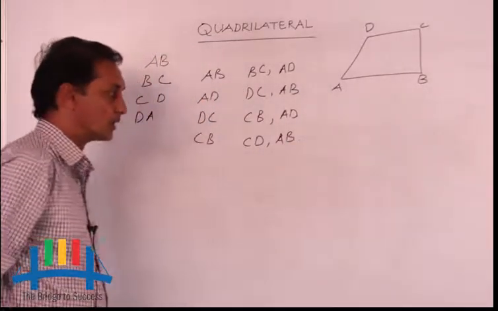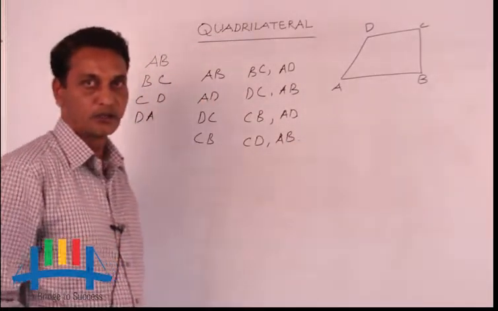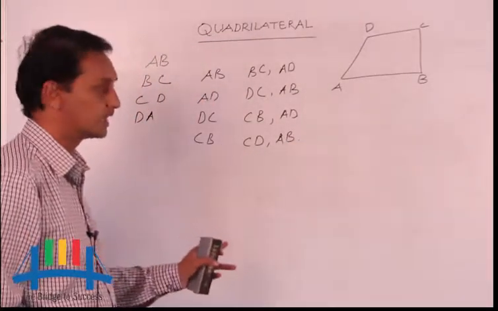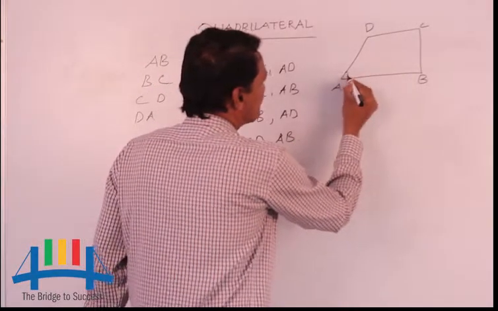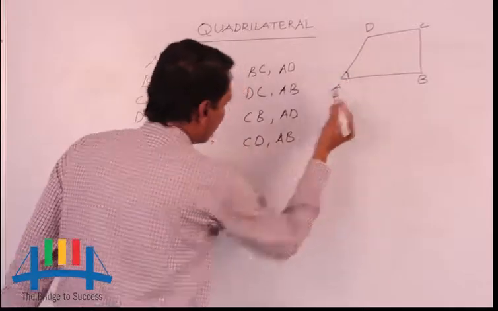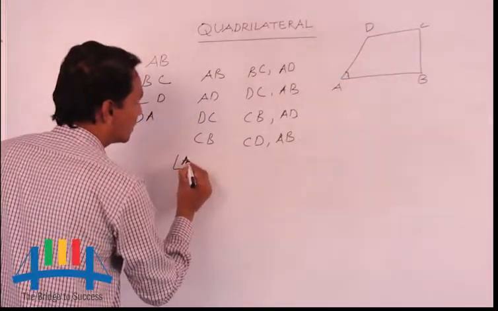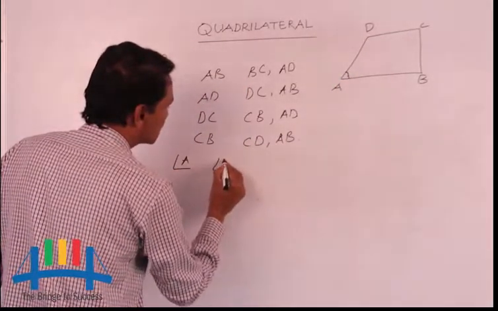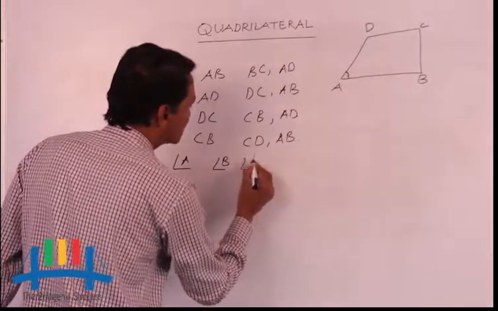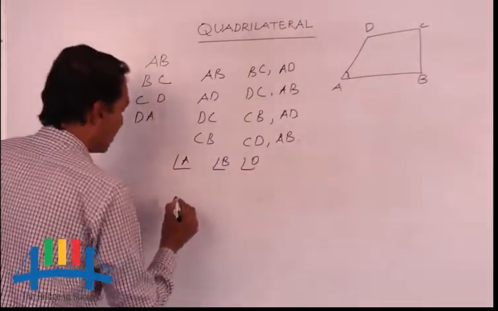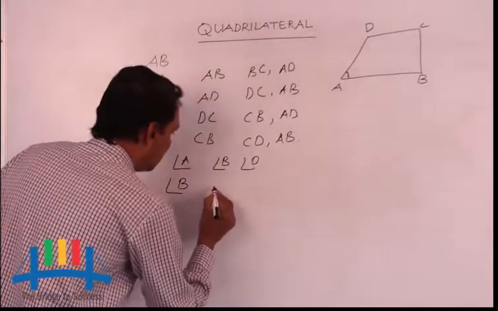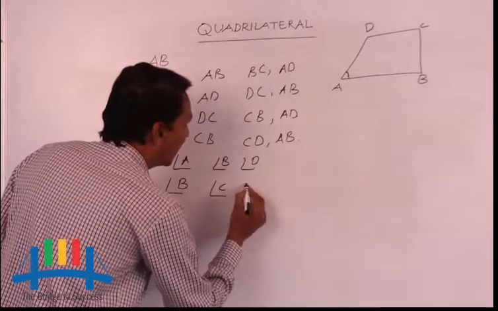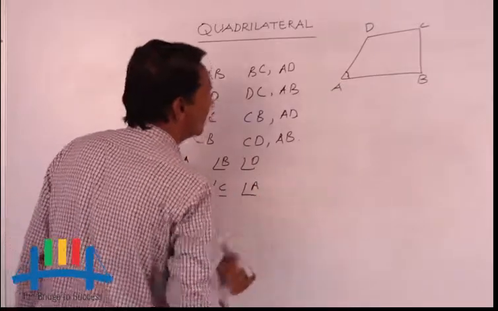In a quadrilateral, we have corresponding sides, and corresponding angles are also there. For A, what is the corresponding angle? If you are taking angle A, angle B is corresponding and angle D is corresponding. In the same way, if we take angle B, what are the corresponding angles for B? Angle C and angle A are the corresponding angles.